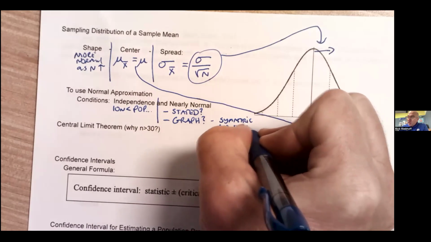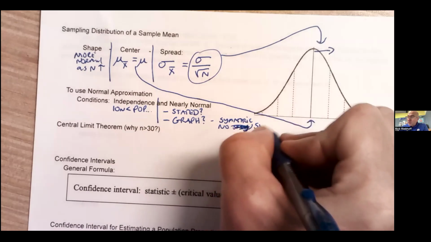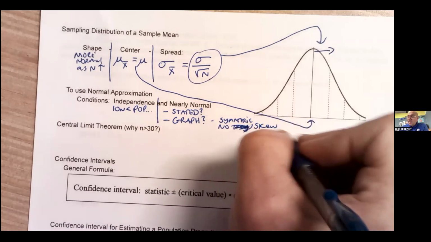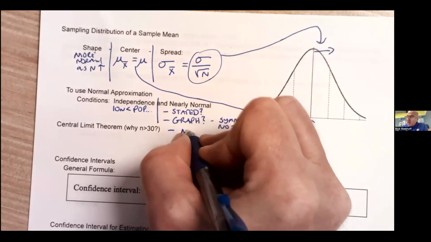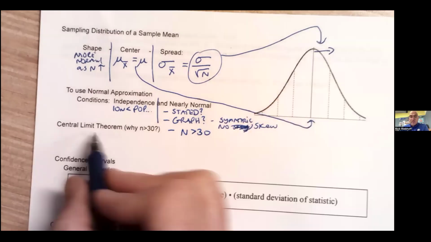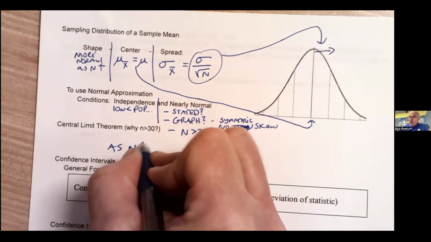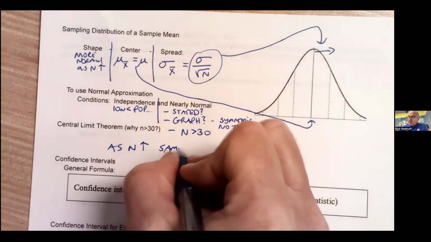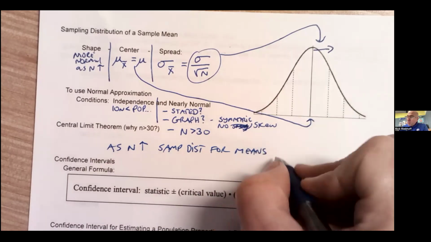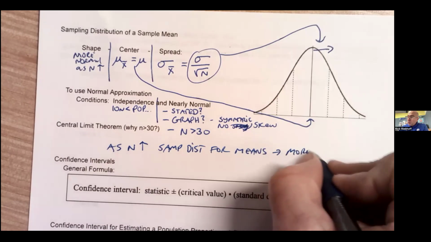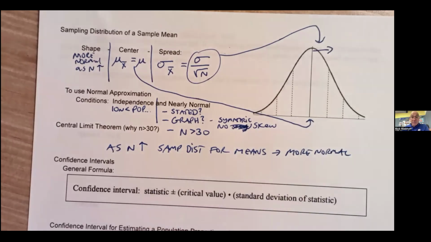It looks nearly normal enough to continue on. It looks like not much skew. I don't know what word that is. Skew. Sorry. Right? There's not much skew. It's fairly symmetric. We can move on. If it's not stated, we don't have a graph, then we have to say n is greater than 30. And this gets to the central limit theorem, right? As sample size goes up, the sampling distribution for means becomes even more normal. Okay. So sample size goes up, sampling distribution for means becomes more and more normal.